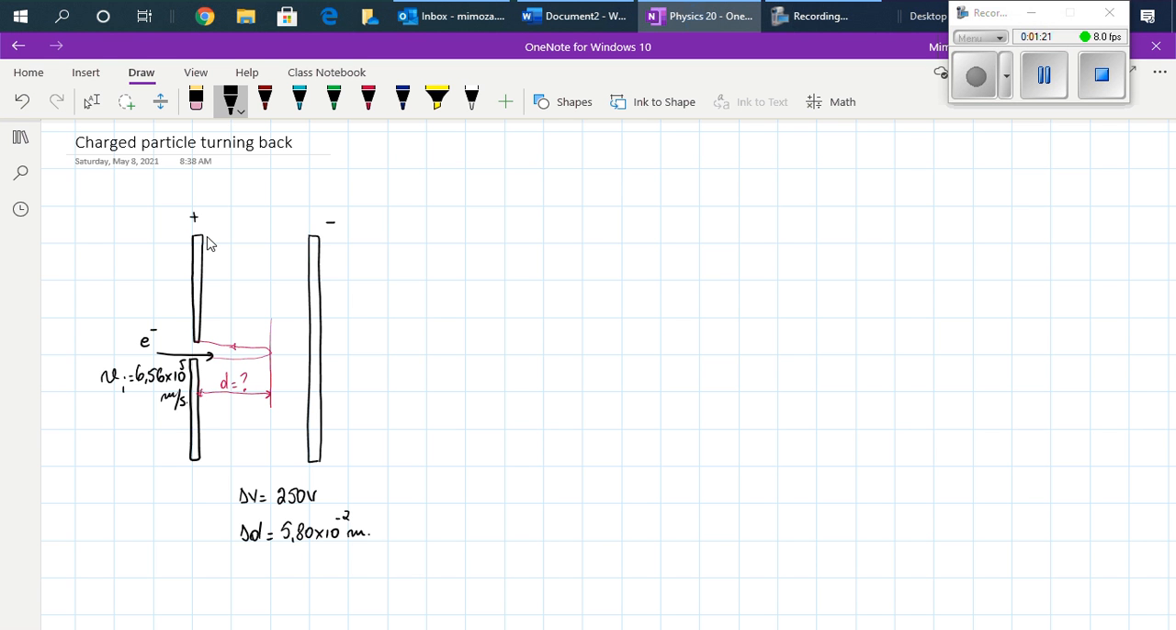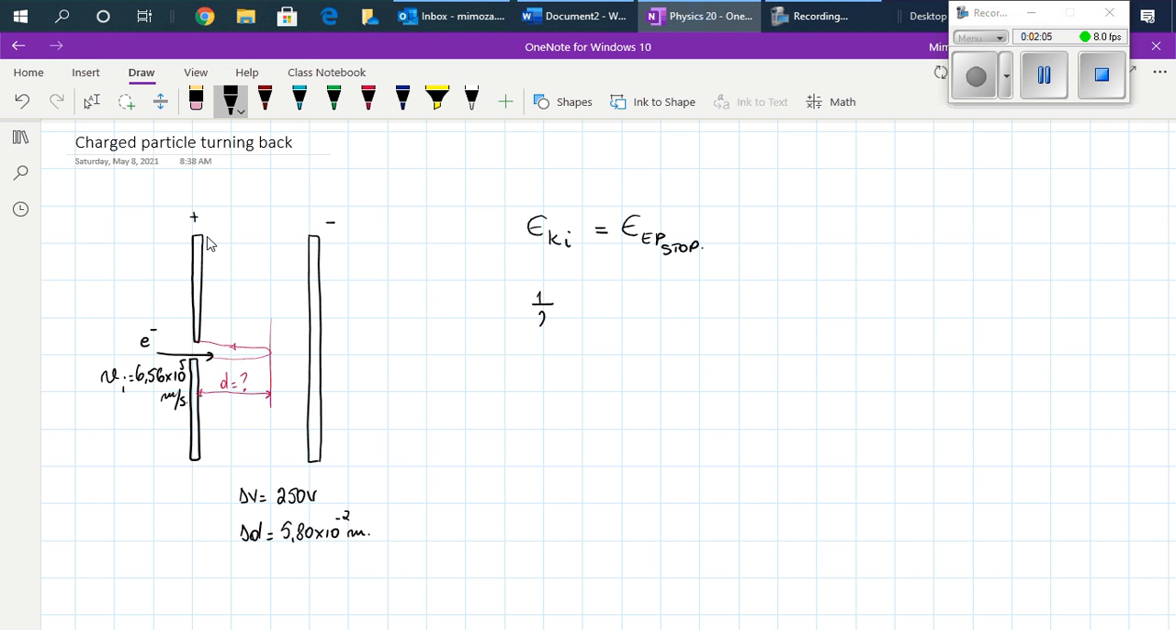Since the kinetic energy of the electron is opposed by the electric potential energy of the parallel plates, because the natural flow of the negative charge is to go toward the positive, and since it is heading toward the negative, the electric potential energy is pushing it back. The object will stop at a point where there is no more kinetic energy, where kinetic energy is transformed, based on the conservation law of energy, into electric potential energy, where it stops.